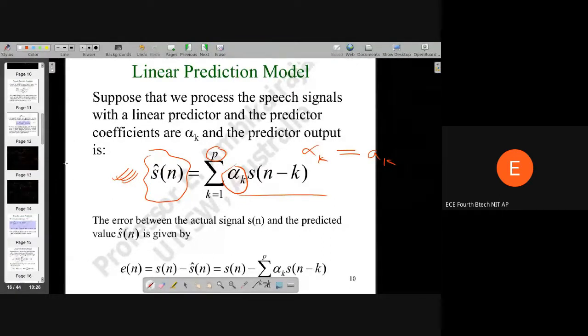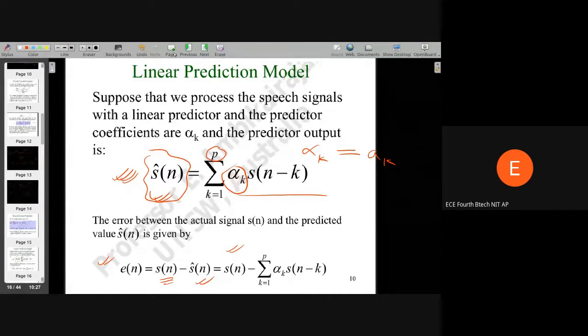So what will be the error? If you have predicted this, your current value is the weighted sum of previous values. Your true value is this, but your predicted value is s hat n. So this is your error. Now we will take the mean square of this error and try to minimize it.